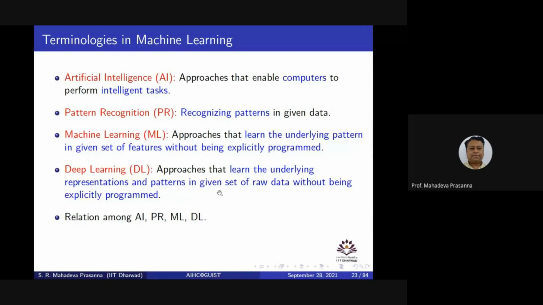Whereas in deep learning, we assume that the raw data is given. From the raw data, we first discover the underlying representations, and then using these representations, discover the patterns. So from the raw data, first learn the representations and then use those representations for discovering the patterns. It is a much deeper way of learning compared to the machine learning methods that we were doing. Of course, people also say deep learning is also machine learning in that way, because it is also discovering the pattern.